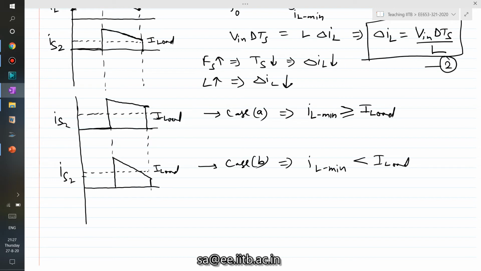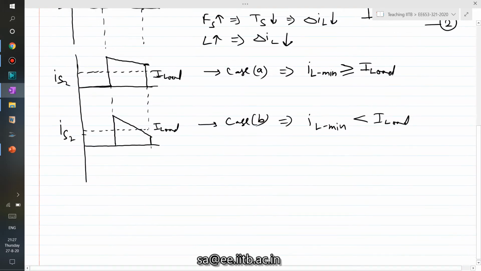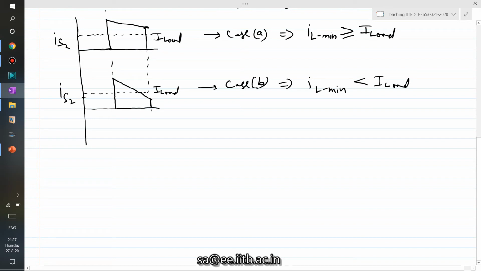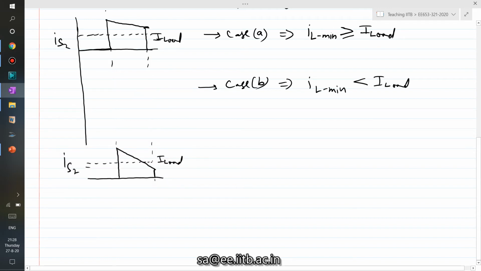So therefore, in each of these cases, the ripple in the capacitor voltage would be different. How is that? Let's try to draw it. I may need to shift this waveform. Let's see here, okay. And so this is case B.